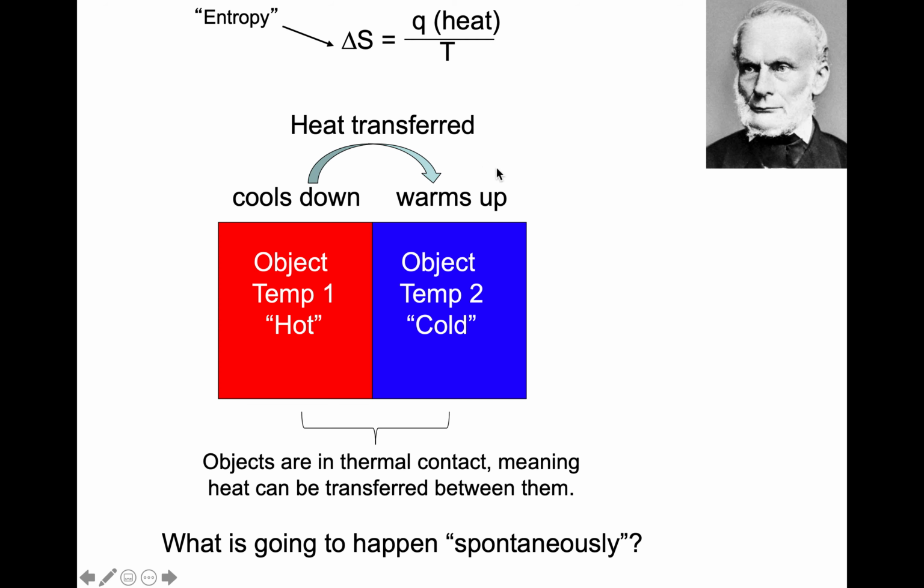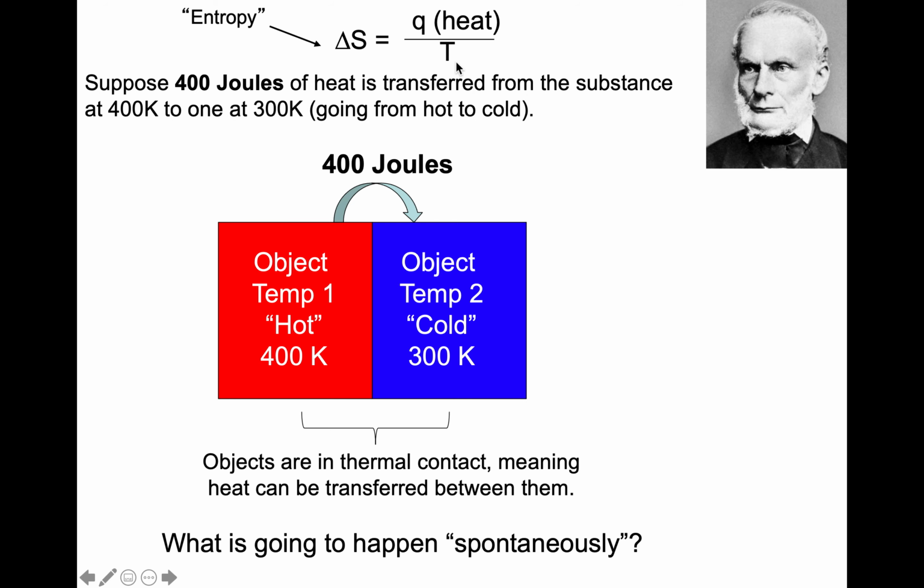This phenomenon of the hot object cooling down and the cold object warming up with the transfer of heat is Clausius' description, and this is our first description here of the entropy. So the change in entropy, delta S, is equal to the heat that's transferred divided by the temperature of the transfer. So let's look at this. Let's say we had 400 joules going from the hot object to the cold object.